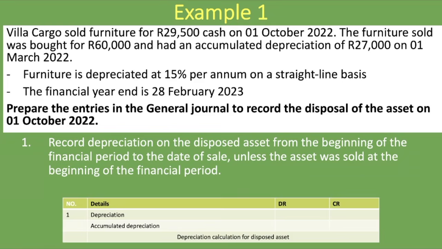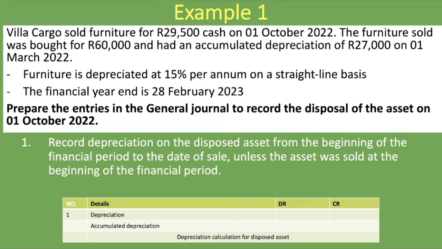Okay, so we are using the straight line method. We're taking the 60,000 Rand times 15%, but we have to multiply that by the number of months from the beginning of the financial period until the date of sale, and we divide that by 12. So how many months do we have from the beginning of the financial period, which is the 1st of March 2022, to the date of sale? How many months are those? Well, pause the video and try and calculate it. It should be easy. Well, let's see.